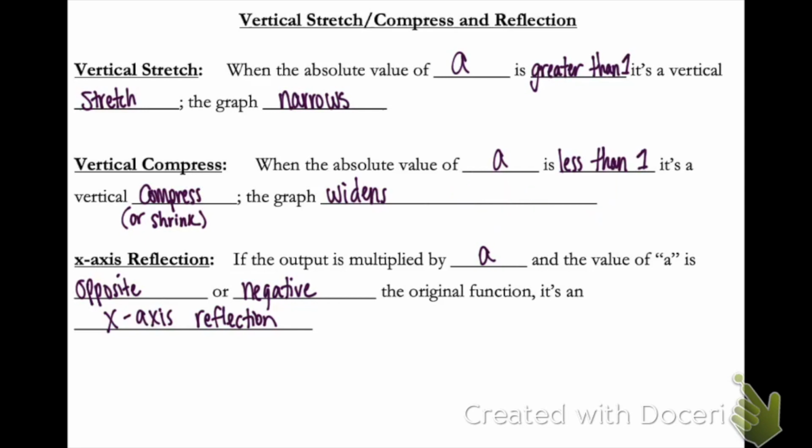And finally, we have an x-axis reflection. If the output is multiplied by A, and the value of A is opposite or negative, the function, or of the original function, it is an x-axis reflection. So we've got a graph, and then if we reflect it down, that's an x-axis reflection.